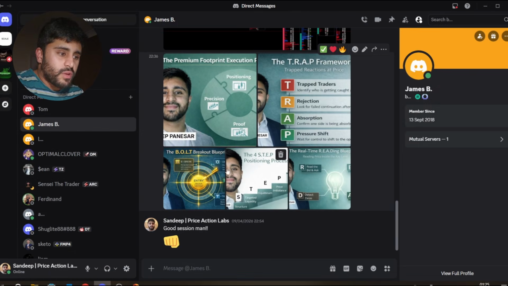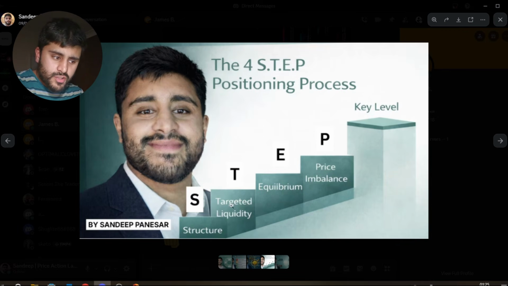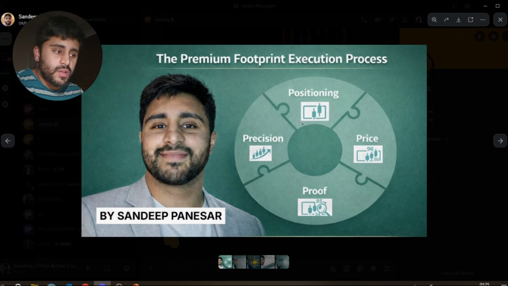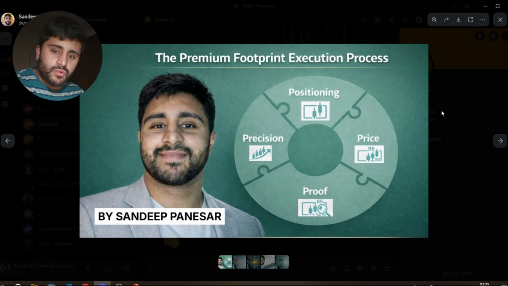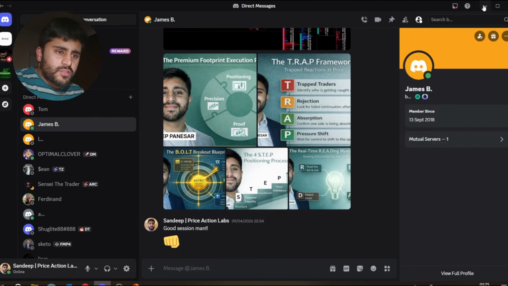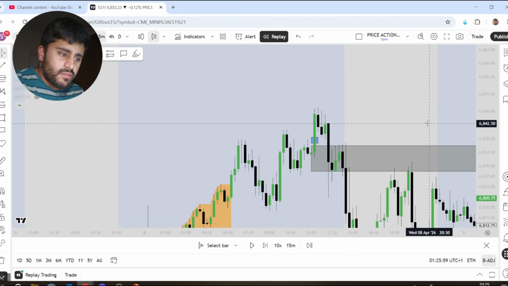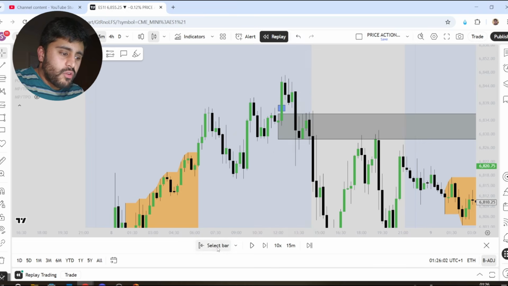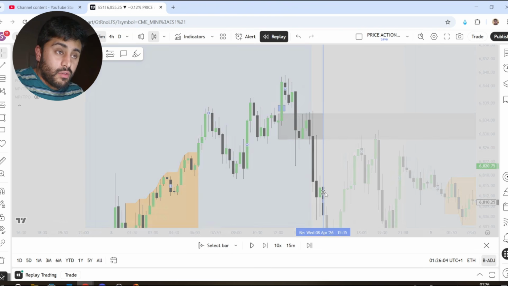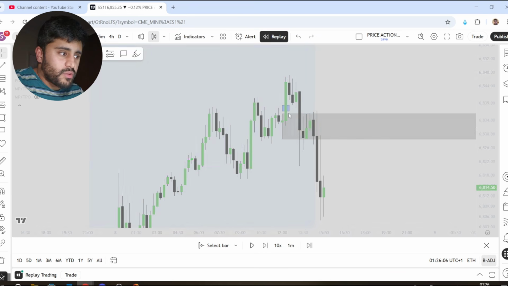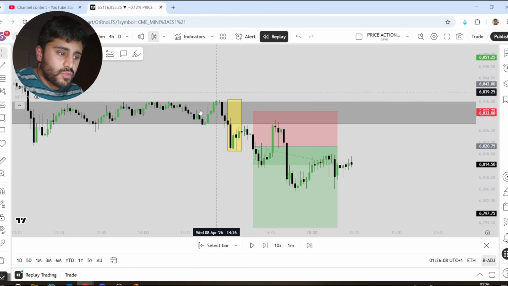So that's me following all 4 steps: structure, targeted liquidity, equilibrium, and price imbalance. Only then do we get to our key level. I want you to think of this as needing to climb up all 4 steps in order to correctly position yourself in the market at the key level. Positioning is the first thing. Once we have our positioning, this gets us our key level. And from Wednesday, the 8th of April, this was a key level purely because of the price action we saw here.